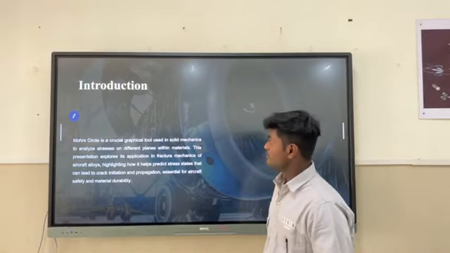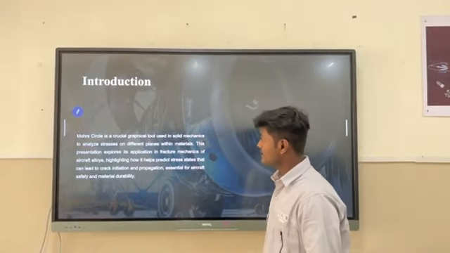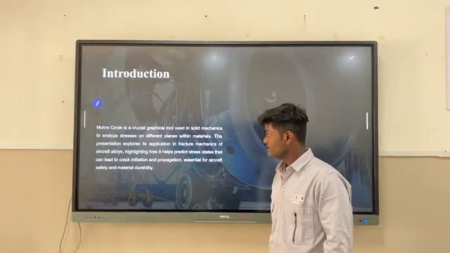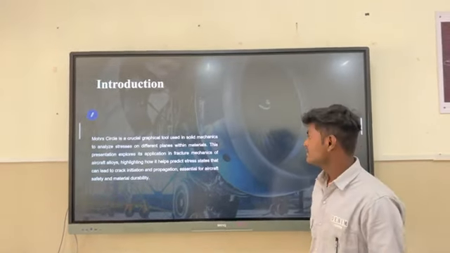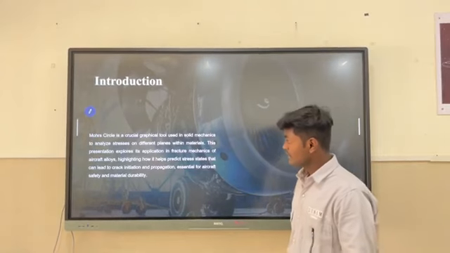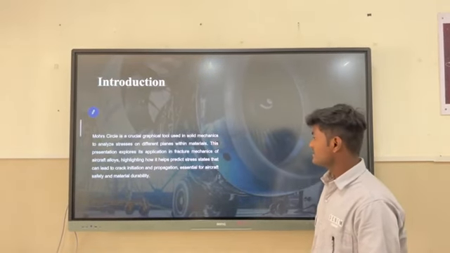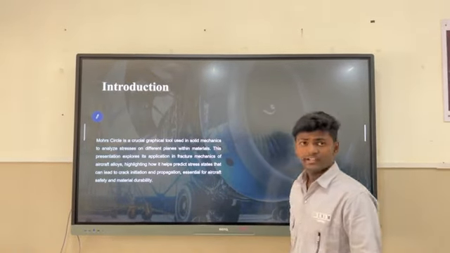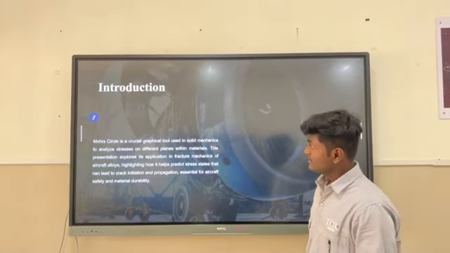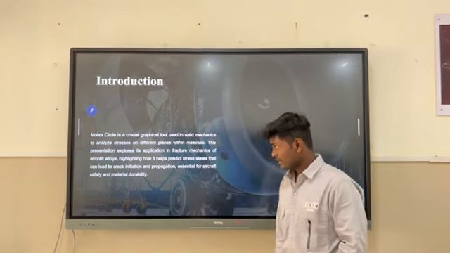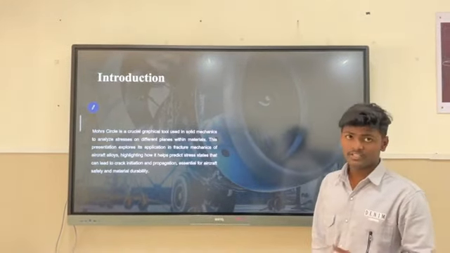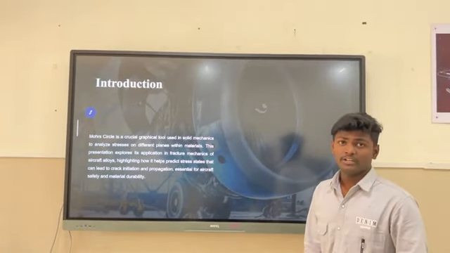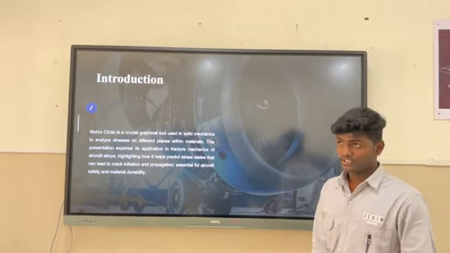The Mohr circle is a crucial graphical tool used in solid mechanics to analyze stresses on different planes within materials. This presentation explores its application in fracture mechanics of aircraft alloys, highlighting how it helps predict the stress states that can lead to crack initiation and propagation, essential for aircraft safety and material durability. It means that the Mohr circle helps to identify from which stress the airplane could get cracks in the future, such as in the engine part.